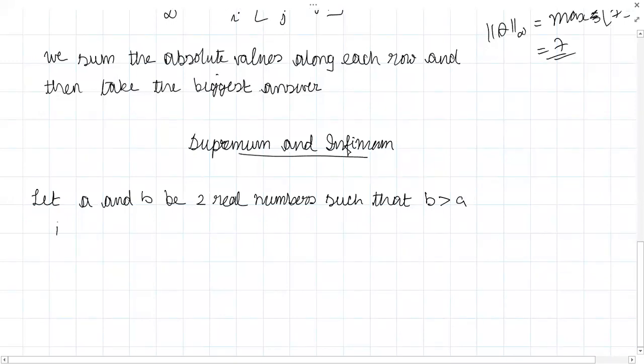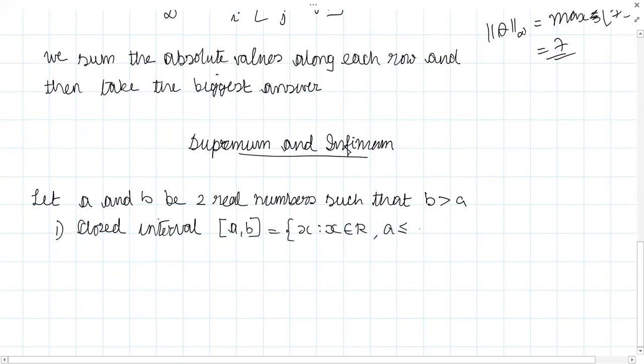Have you heard of a closed interval? A closed interval means the two limits are inclusive. It is denoted with square brackets. This closed interval [A, B] is defined as the set of X, an element of the real numbers, such that A is less than or equal to X, which is less than or equal to B. What is the maximum value of X? B.